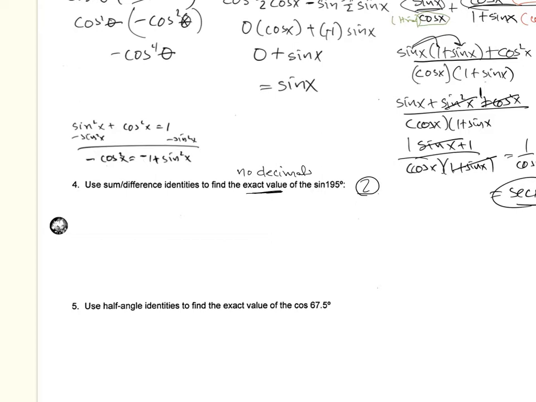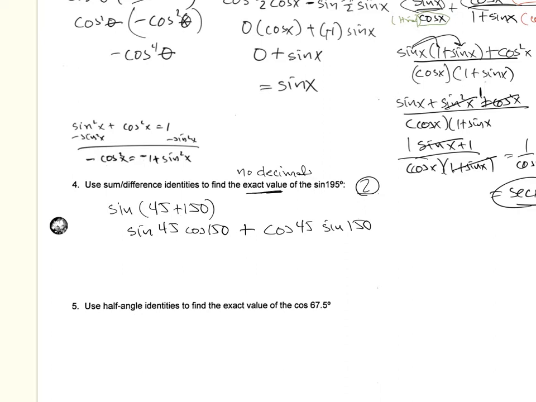So I'm going to turn my 195 into 45 plus 150. Because it ends in 5, I know I could probably use the 45. And the 150 was just left over. So this formula says sine of the first angle times cosine of the second angle. Now for sine we use the same, we're adding. Then we're going to do cosine of the first angle times the sine of the second angle. Remember A, B, first angle, second angle.